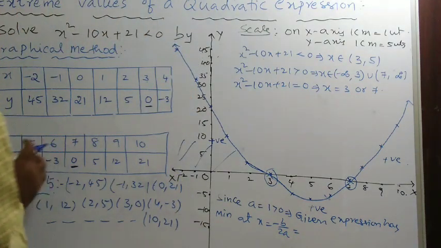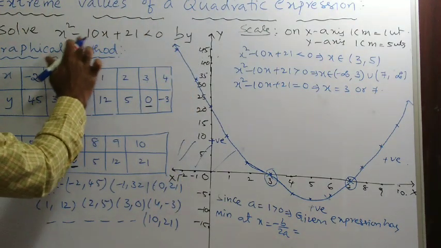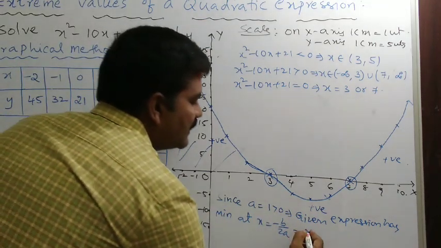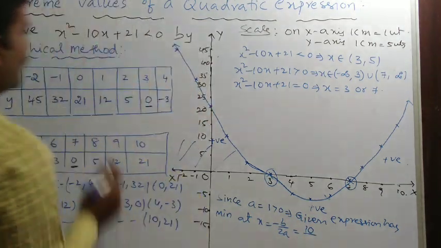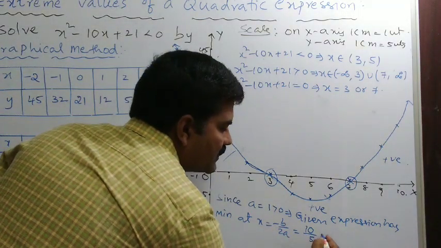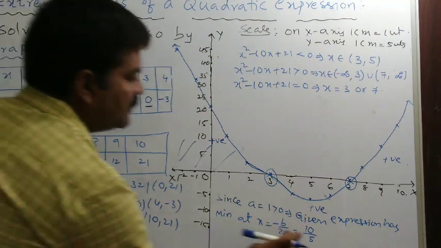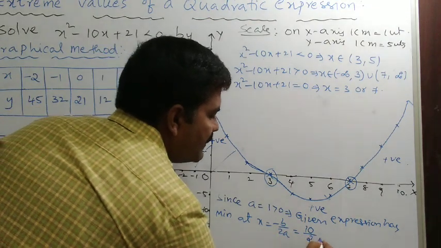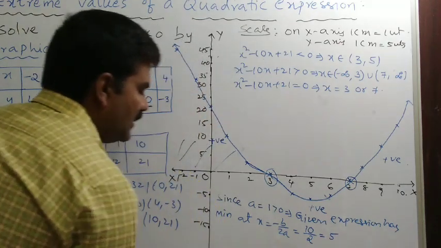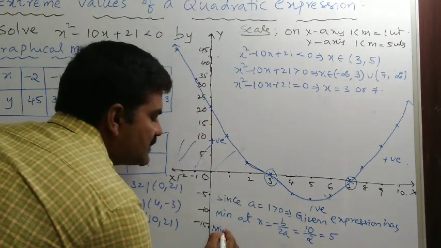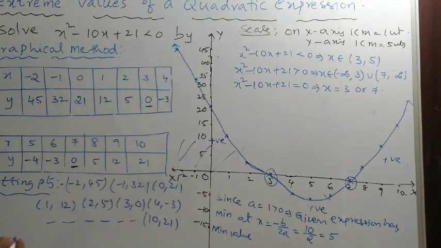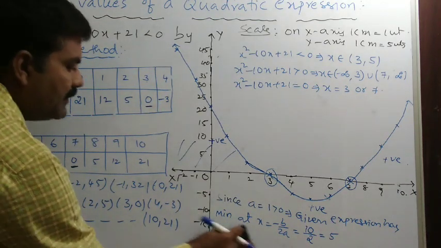So what is the minus b by 2a value? Minus b is nothing but minus of minus 10. So finally minus b value is 10 by 2a value, which is equal to 5. 2a, only 2. And 10 by 2 is equal to 5. And let us find out the minimum value also. What is that minimum value?